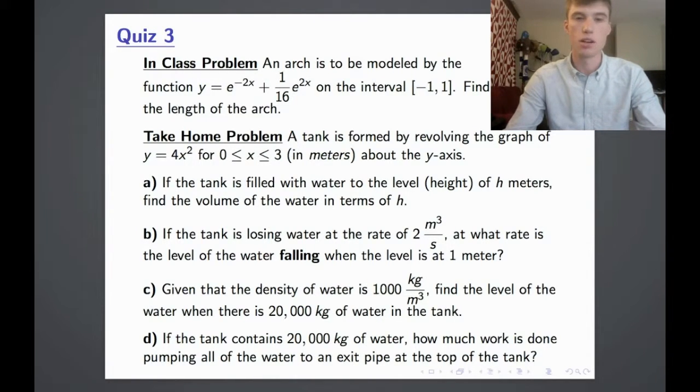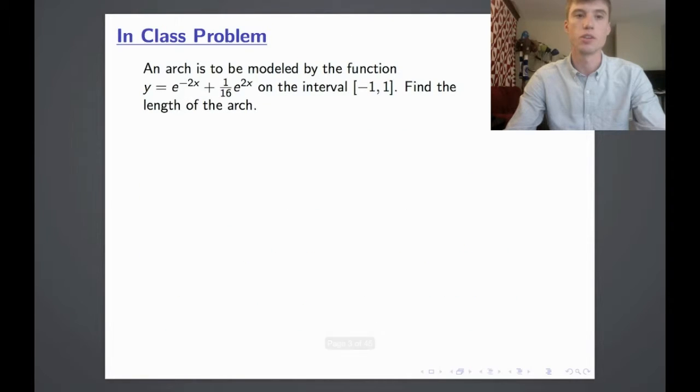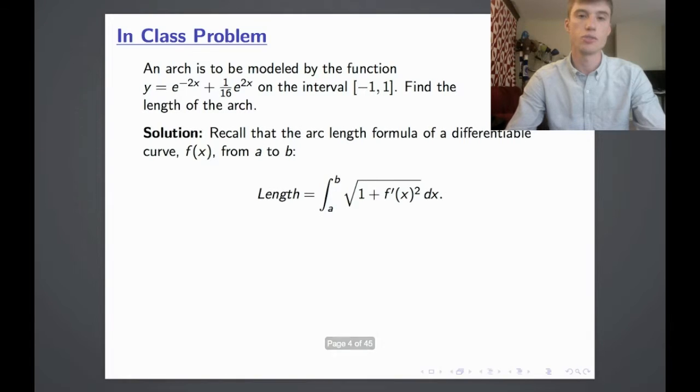Alright, let's start with the in-class problem. So we have an arch, and it's modeled by the function e to the negative 2x plus 1 over 16 e to the 2x on the interval from negative 1 to 1. Just recall the general arc length formula for a differentiable curve f from a to b: it is given by the integral from a to b of the square root of 1 plus the derivative of f with respect to x squared, integrated with respect to x.